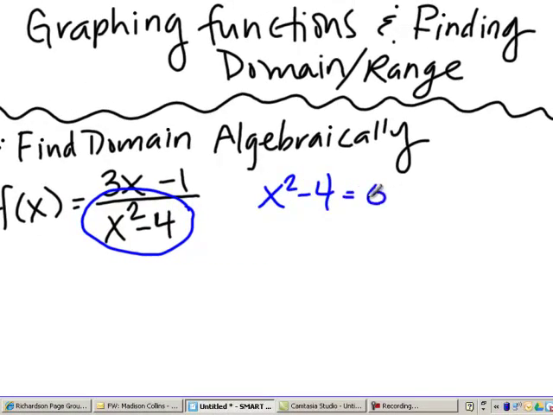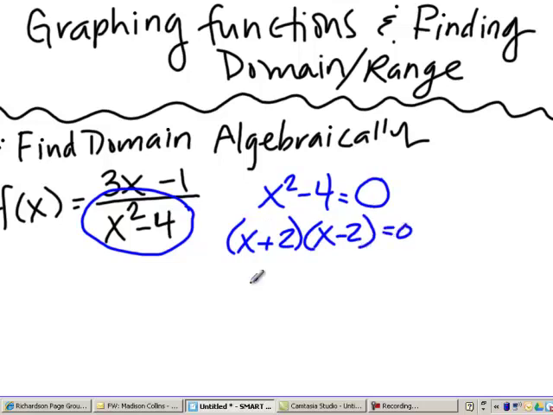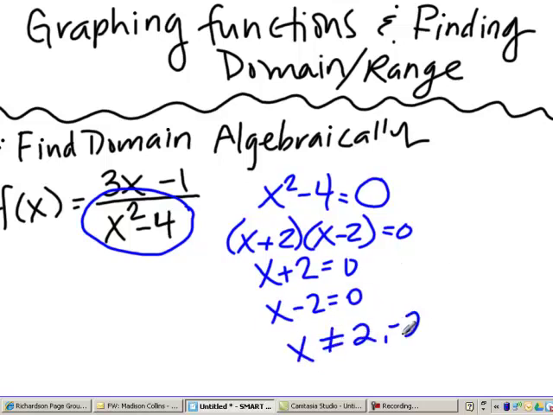Why, you ask? Because for domain, you can't have the bottom of a fraction equal to 0. So in this type of problem, all you have to do is solve for x. You're going to have to factor. Once you factor, you get x plus 2, x minus 2 equals 0. You set each one equal to 0 separately. So x cannot be positive 2 or negative 2.